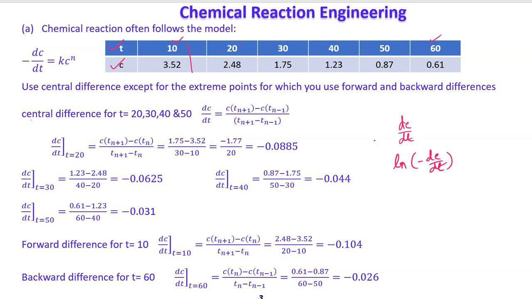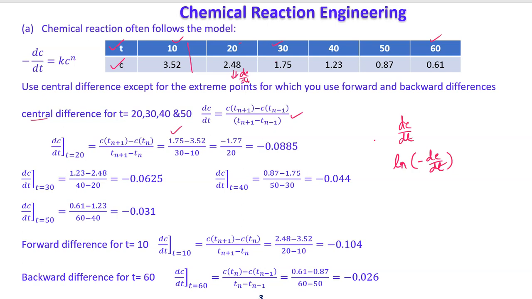Now for central difference at 20, 30, 40 and 50, we know the central difference dC_A by dt is equal to C at t to the power n plus 1 minus C at t to the power n minus 1, divided by t to the power n plus 1 minus t to the power n minus 1. Based on that we can get dC_A by dt. So if we want to calculate dC_A by dt at this point, we take this value minus this value, divided by this value minus this value. So here, 1.75 minus 3.52 divided by 30 minus 10.